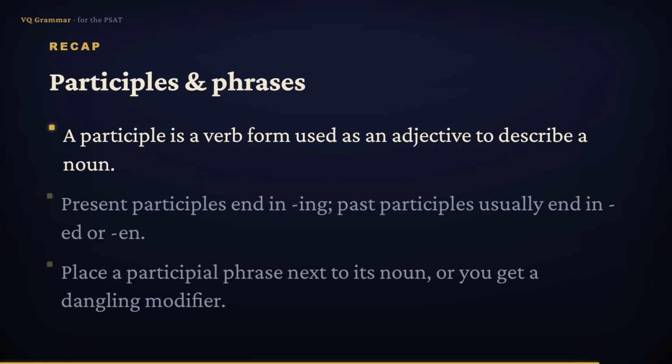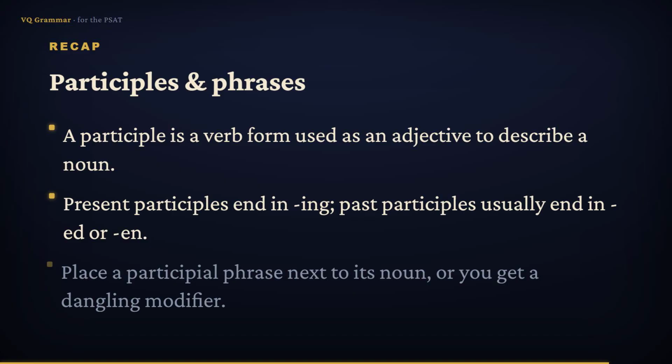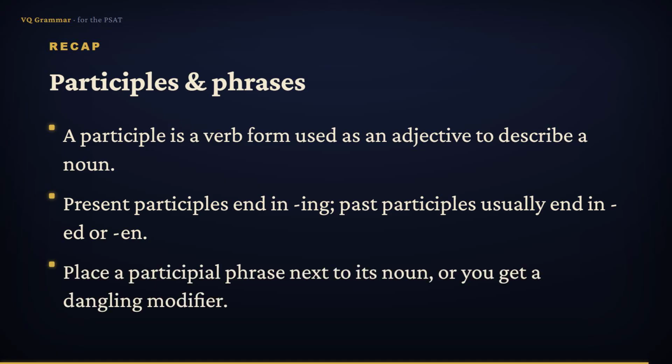Let's wrap up. A participle is a verb form used as an adjective. The present participle ends in ing, like the smiling child. And the past participle usually ends in ed or en, like the broken window. A participial phrase is that participle plus its modifiers, and the whole phrase still works as one adjective. Just keep it right next to the noun it describes, or you'll end up with a dangling modifier. Next time we'll meet the gerund, the ing form that acts as a noun instead. Great work!